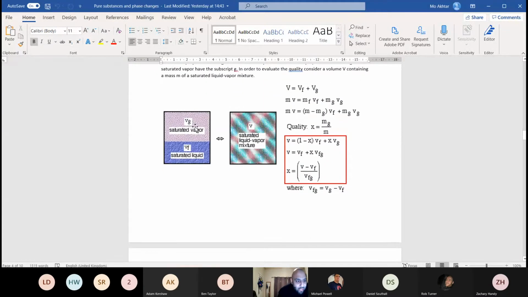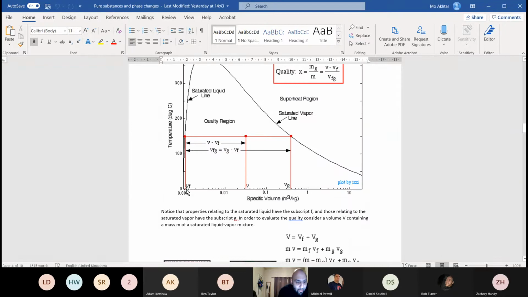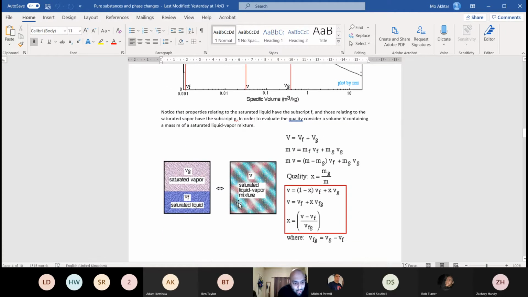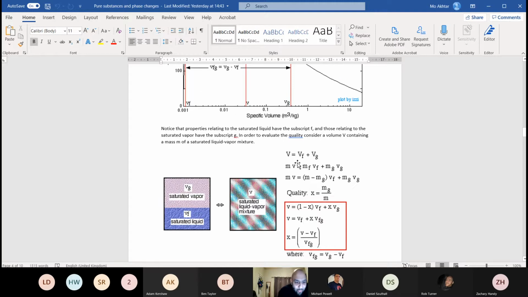This is what we did last week, more of a recap. If you've got saturated vapor, it's defined as VG. Saturated liquid is defined as VF. So here you've got VF, then VFG, and you've got VG here. Now the mixture of the two is defined as V. A saturated liquid and vapor mixture is defined as V. That's why the total specific volume is the specific volume of VF plus VG, because it's a mixture.